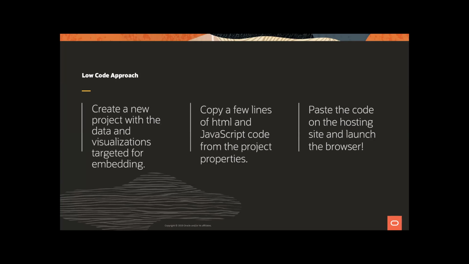So once you've got that project, you go to one of the menu options that I'll show you in a moment, and you copy a few lines of HTML and JavaScript code from that project into your own environment. So for example, the hello world example would be a simple HTML file, which you can then host on a web server. So we'll show you loads of examples of all these types of things as we go through the presentation.